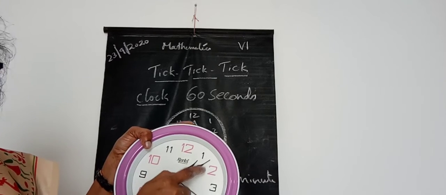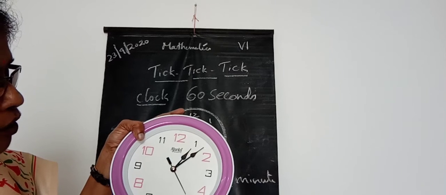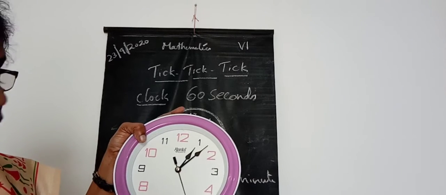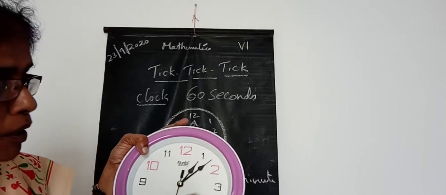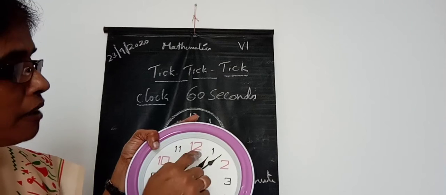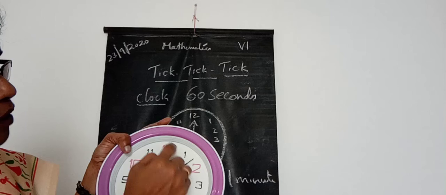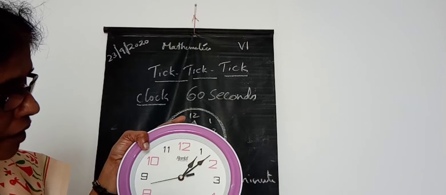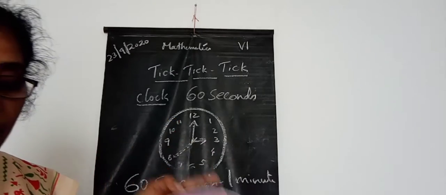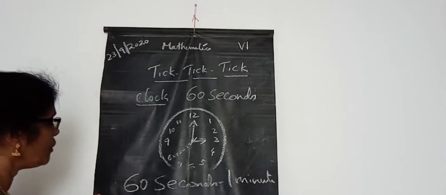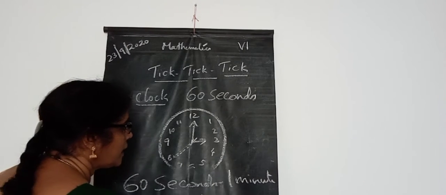And 1 to 2 means 10 minutes. 15 minutes, 20 minutes, 25 minutes, 30 minutes, 35, 40, 45, 50, 55, 60 minutes. 60 minutes means that is 1 hour. When the minute hand goes from 12 around to 12 again, from 1 o'clock it becomes the next hour, 2 o'clock. That means 60 minutes. 60 minutes means 1 hour.